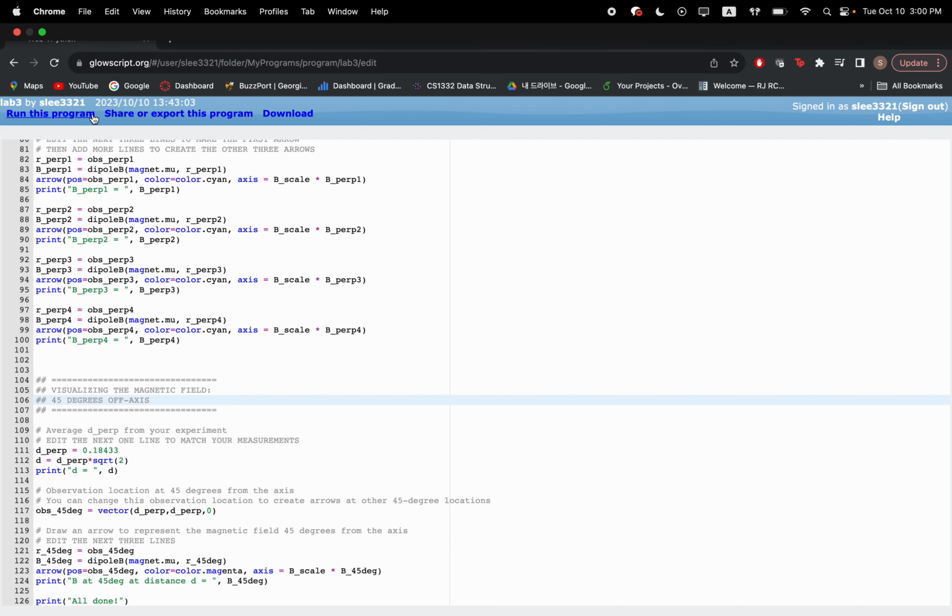And if I run this code, as you can see, I got a visualization of the arrows of the magnetic field and got a calculation of the B field at the 45 degrees at distance d as the following.